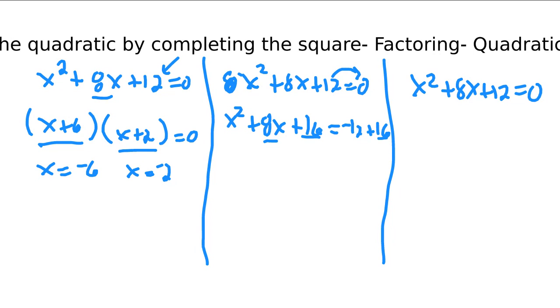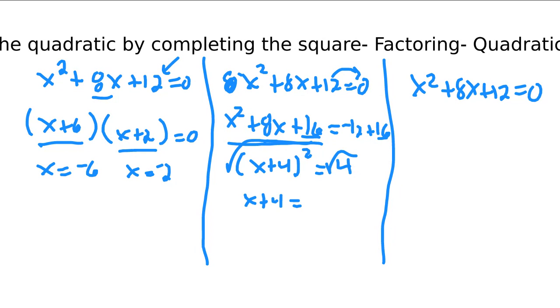If I factor this out, it comes down to x plus 4, x plus 4. So I just write it this way, is equal to negative 12 plus 16, which is positive 4. The only way to get rid of a square is to take the square root. So I'm going to take the square root of both sides. So I'm left with x plus 4 is equal to 2. Well, it's going to be plus or minus 2 here. So I have x plus 4 equals 2, and x plus 4 equals negative 2.